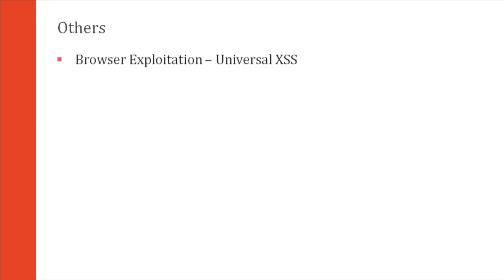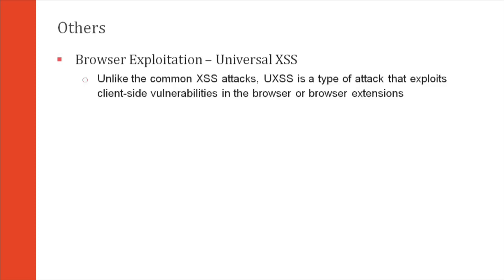Other kind of attacks, browser exploitation. There is something called universal cross-site scripting. Nowadays, there has been a lot of news about this kind of attack using cross-site scripting or cross-site request forgery, which is another course. Universal cross-site scripting, or UXSS, unlike the common cross-site scripting attacks, is an attack that exploits client-side vulnerabilities in the browser.